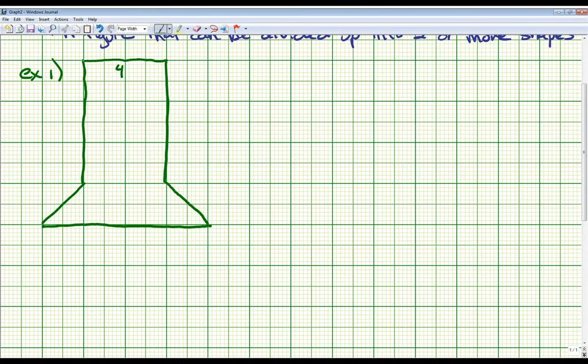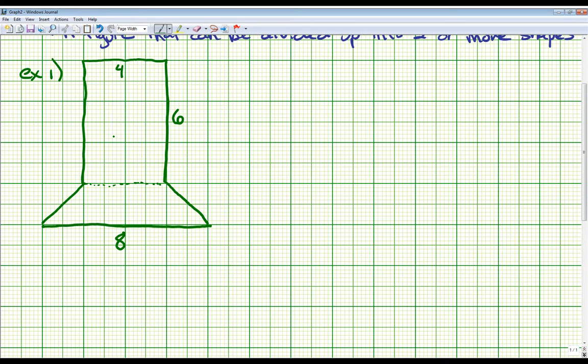So we know this top section is 4, and this side section, we counted 6 boxes. We can count up the bottom here: 1, 2, 3, 4, 5, 6, 7, 8. We're just counting up the boxes to find some of the side lengths. Now, if we look at this composite figure, we can separate it into 2 chunks if we draw a line in this direction.